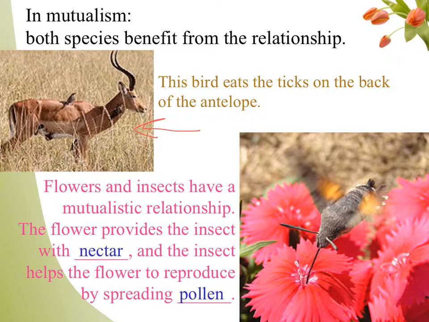Flowers and insects have also developed a really cool mutual relationship, where the flower provides the insect nectar, and the insect, as it feeds on the flower, gathers pollen on its face and proboscis, the part that goes into the flower, and it spreads it from plant to plant, allowing that plant to survive and reproduce by spreading the pollen around.